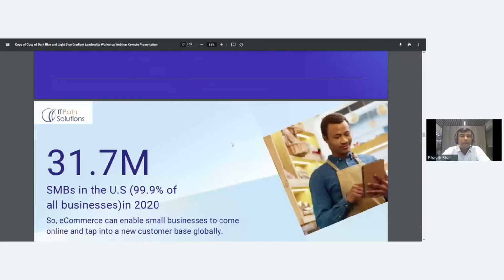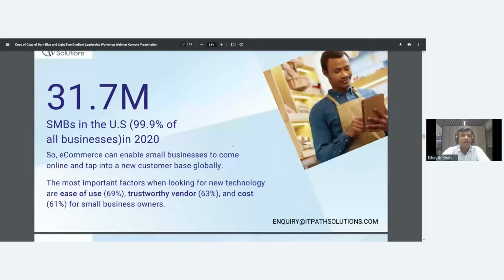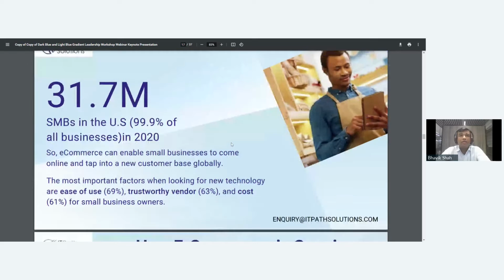Let's start with part 2, and we will start this part again with a very beautiful statistic, which says 31.7 million SMBs in the US in 2020. So e-commerce can enable small businesses to come online and get into a new customer base globally. The most important factors you should look at are ease of use, trustworthy vendor, and cost for small business owners, because these are some of the most significant factors for SMEs.